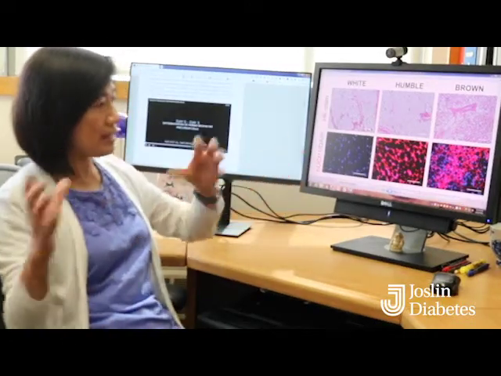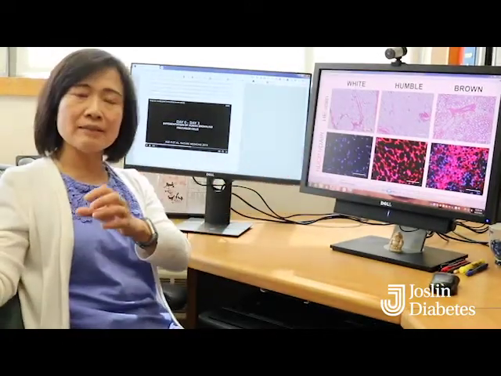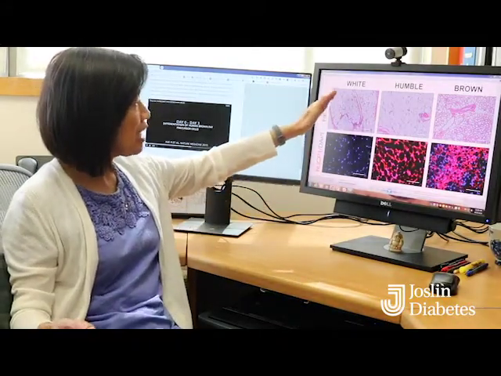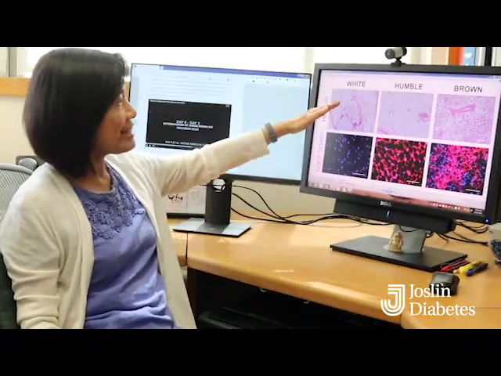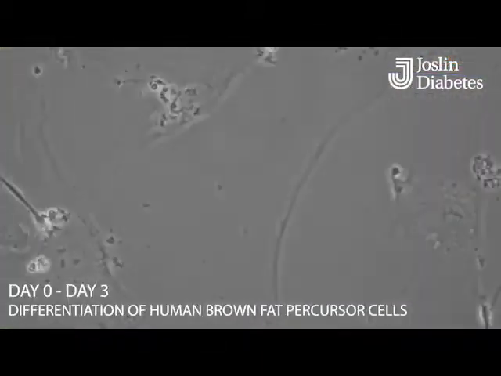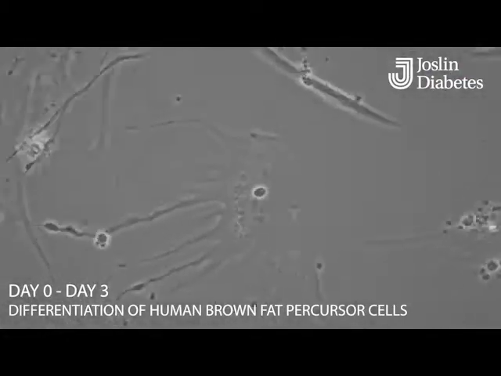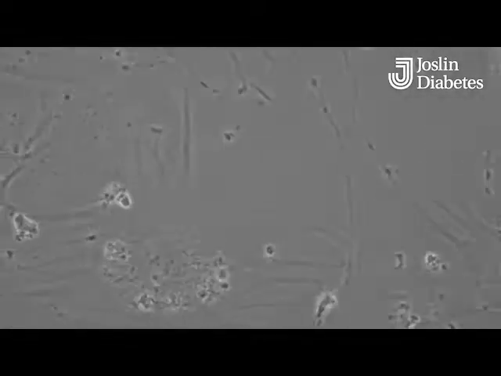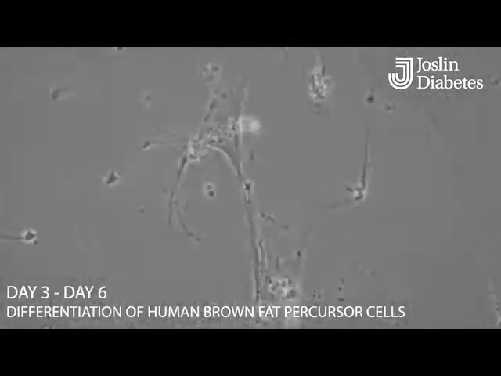We took the engineered cells and also the parental white cells, white fat cells, and brown cells. We injected these cells into mice. After a few weeks, we noticed that the injected cells became a fat tissue, and we were able to retrieve this tissue, at least to look at how they look.